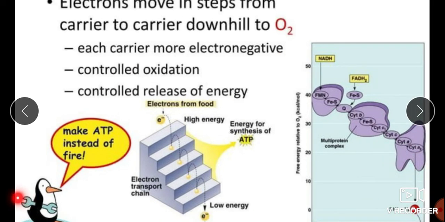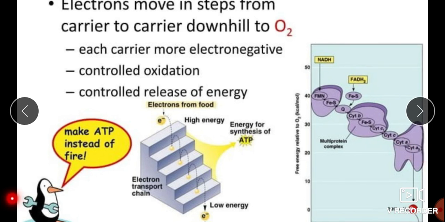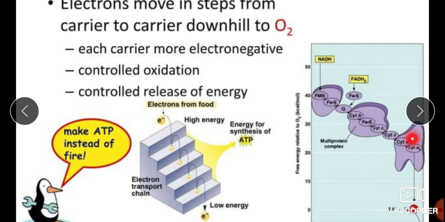First is FMN, that is flavin mononucleotide. It is with NADH. The next carrier is FeS. Then Q, that is ubiquinone, cytochrome b, cytochrome c1, cytochrome c, cytochrome a, and a3. These are the 3 complexes: complex 1, complex 2, complex 3.